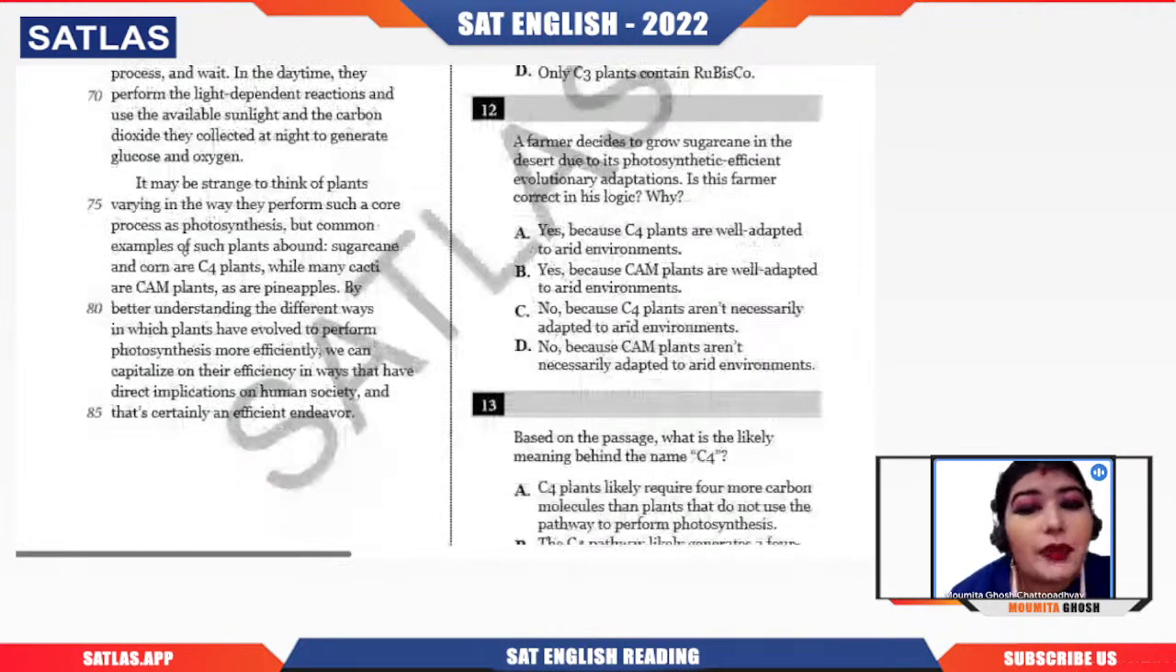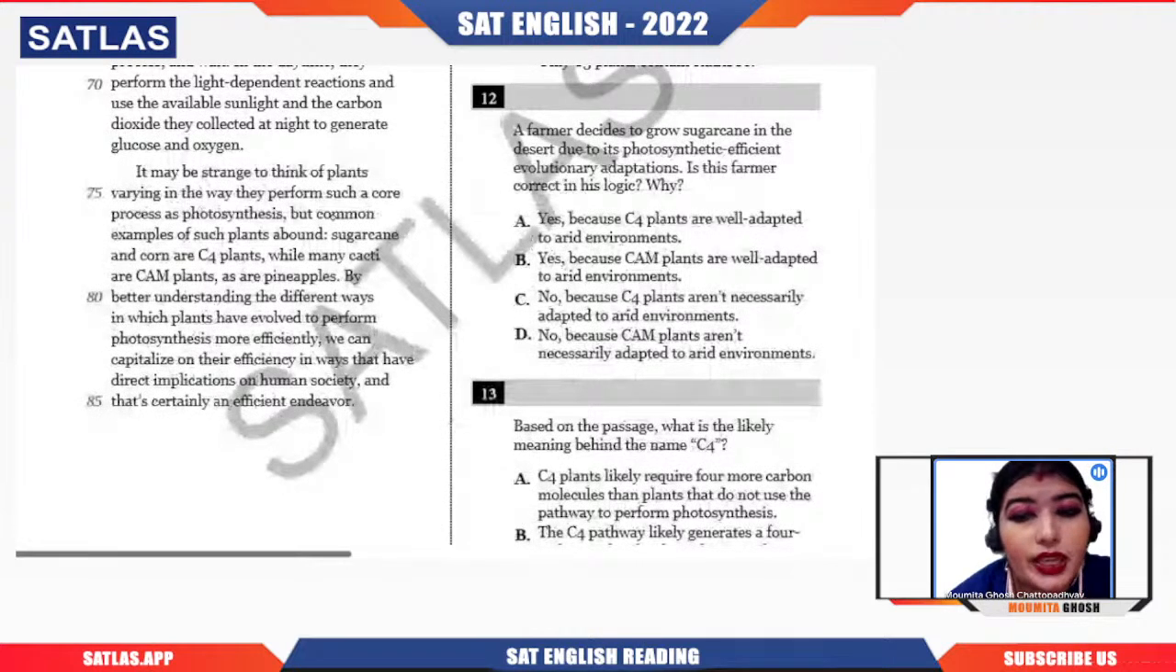It may be strange to think of plants varying in the way they perform such a core process as photosynthesis. But common examples of such plants abound. Sugarcane and corn are C4 plants, while many cacti are CAM plants, as are pineapples. As I told you, cacti is the plural form of cactus. Cactus, as you may know, grows in the desert region.